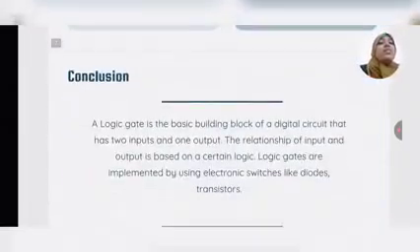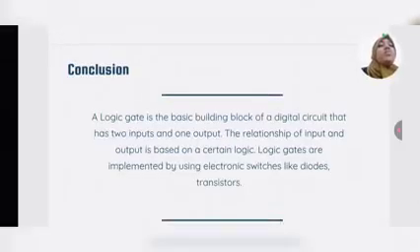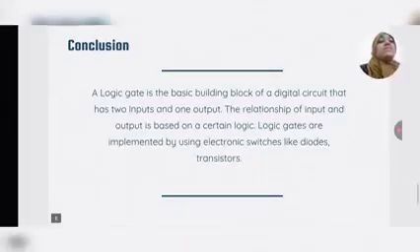The conclusion: the logic gate is the basic building block of digital circuits that has two inputs and one output. The relationship of inputs and outputs is based on a certain logic. Logic gates are implemented by using electronic switches like diodes and transistors.